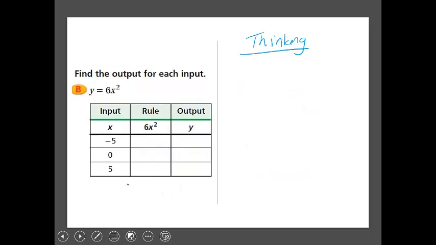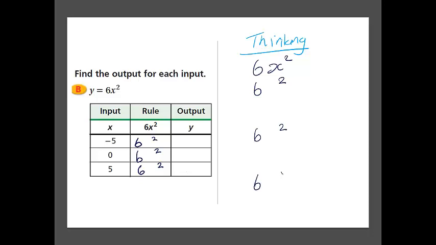Find the output for each input. y equals 6x squared. What you can do in a table is start out by writing all the values that are not x. So leave a space where the x is, and I'm basically writing 6 squared, 6 squared, 6 squared. And I know that it's 6x squared. So for my first equation, I'm going to write 6 squared, and we're going to calculate that. The second one is 6 squared, and the third one is 6 squared.